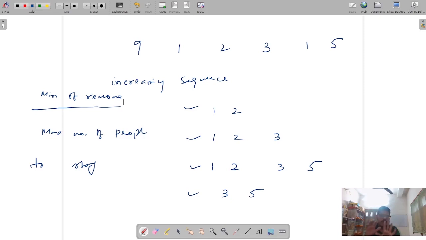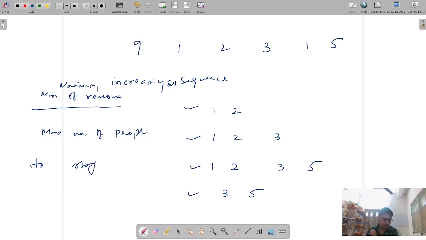So if I remove any y people, then y will definitely be greater than x. In that case, the number of people to stay will be smaller. See here, three people are staying, okay. So in the minimum removal case, we have the maximum number of people to stay. So that is what I'm trying to say. So in this case, I have to find the maximum increasing sequence of this array, or you can say subsequence, okay.